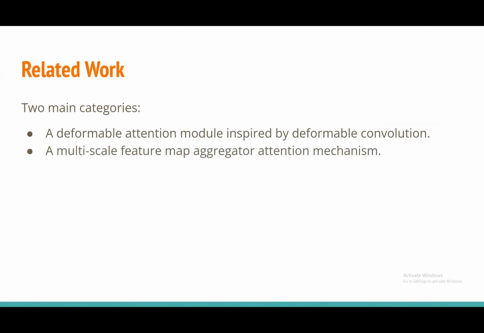So as I mentioned before, in the related work, there are two main categories. First is the deformable attention module, inspired by deformable convolution, which we will explain next. And second is a multi-scale feature map aggregator attention mechanism.